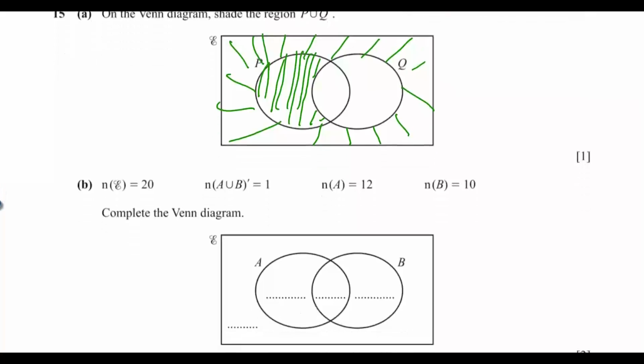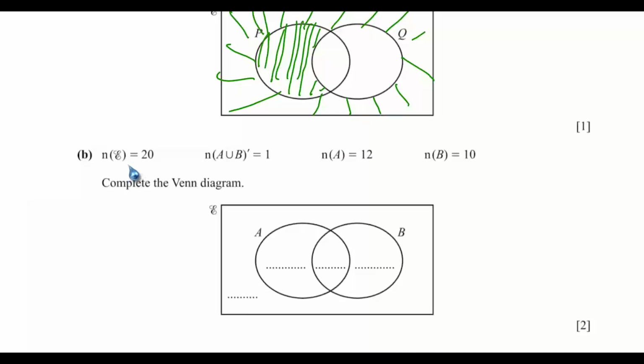So part B, the number of elements in the set is 20. So we have A union B complement to be 1. Okay, that is outside here, will be 1. So the number of A equals 12, number of B equals 10. So complete the Venn diagram.